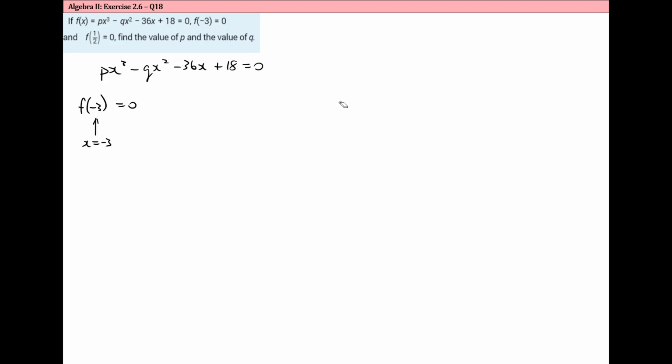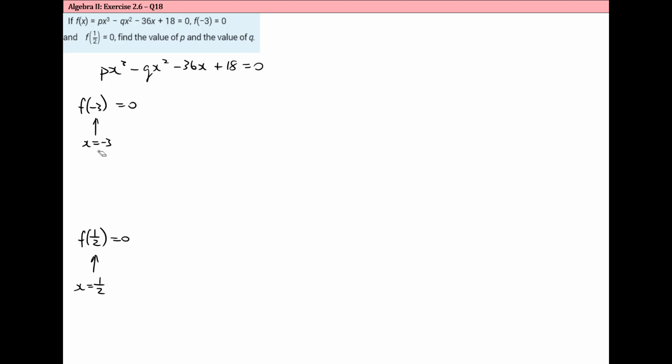And then we've also been told that f of a half equals 0. So when we sub in x equals a half, we also get an output of 0, meaning that x equals a half is another root or another solution of this equation. So we're going to sub them in one at a time.